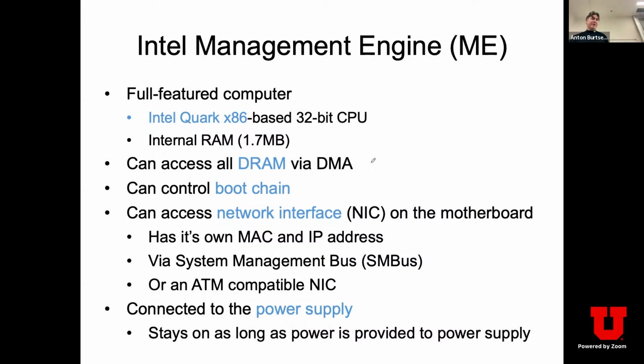There are a couple of peculiar things about this CPU. It has its own DRAM, 1.7 megabytes, not a lot. So if you want to write operating systems for this Intel management engine, you have to be careful, not much memory. The funny part is that it actually has access to the main DRAM, which means it can read memory of your machine at any point in time at will, via a mechanism called direct memory access, DMA.